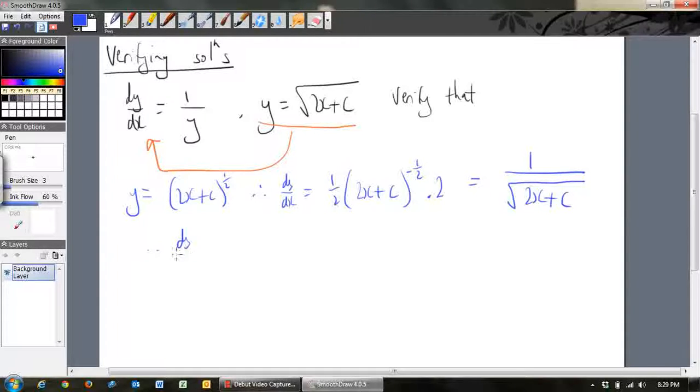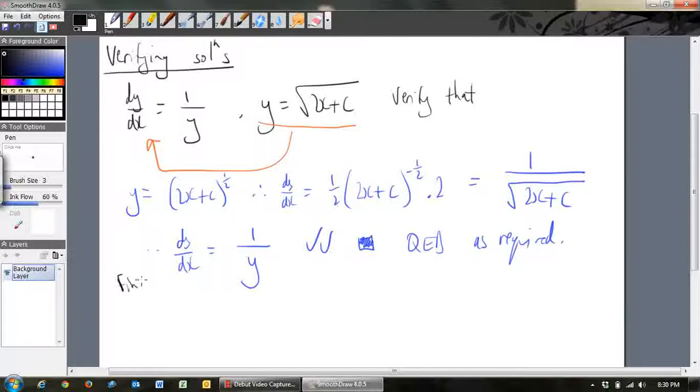And lo and behold, look what we have here. The derivative is equal to this, so therefore dy/dx is equal to 1 over, what is this down here? Well, that's y, so that's 1 over y. And so you can either draw a little square and colour it in, or write QED, or 'as required', or something like that. I've shown you that this general solution satisfies this differential equation. Now that's the general solution.